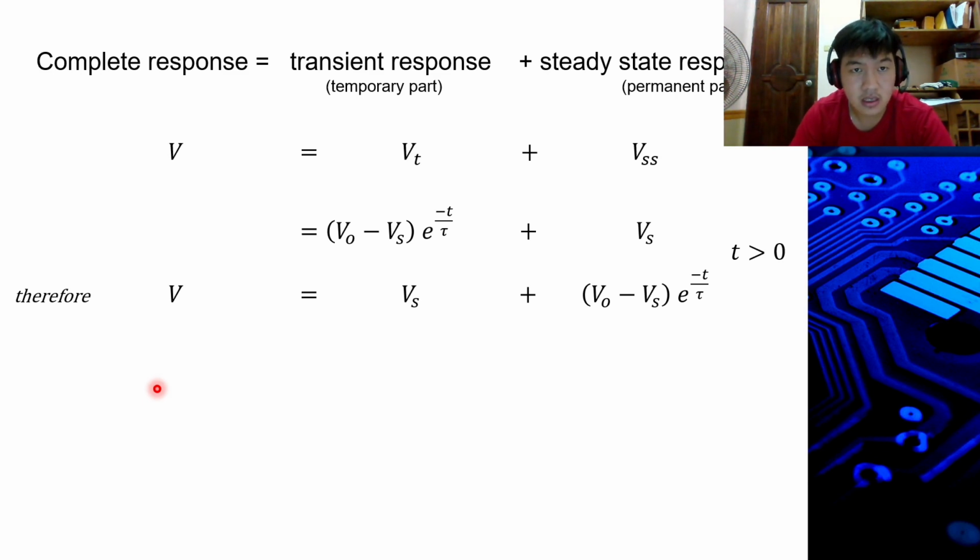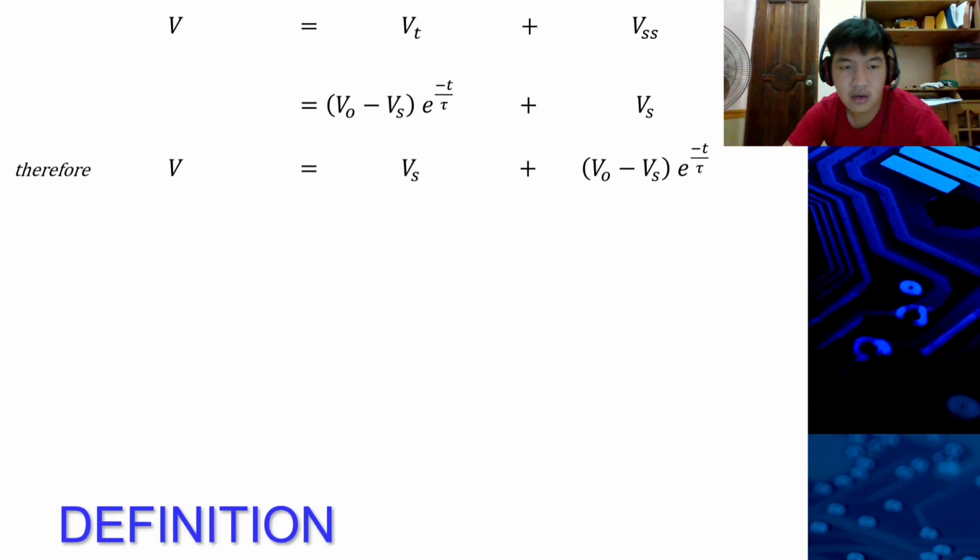The complete response is equal to the transient response, the temporary part, plus the steady state response, the permanent part, which is V equal to Vt plus Vss, where Vt is V naught minus Vs times e raised to negative t over tau, plus Vs. Therefore, we can get Vs plus V naught minus Vs times e raised to negative t over tau.